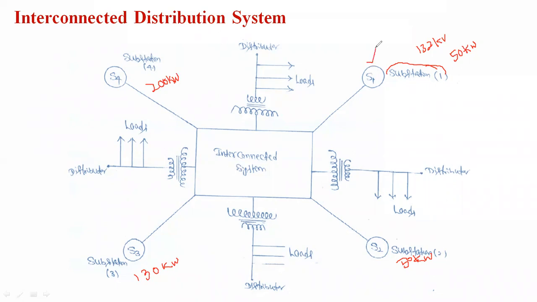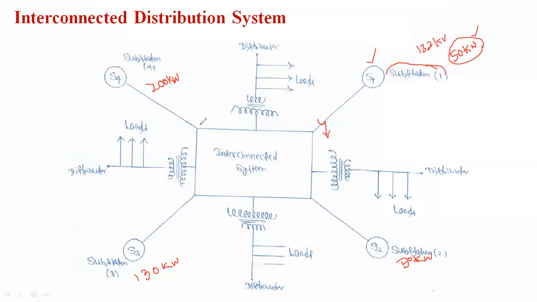Unfortunately, at substation 1 a fault failure has occurred. They need to rectify the fault, which takes 1 hour. At that time, there is a shortage of 50 kilowatt. Now what happens? The remaining 3 substations share this 50 kilowatt load. Here they are interrupted.